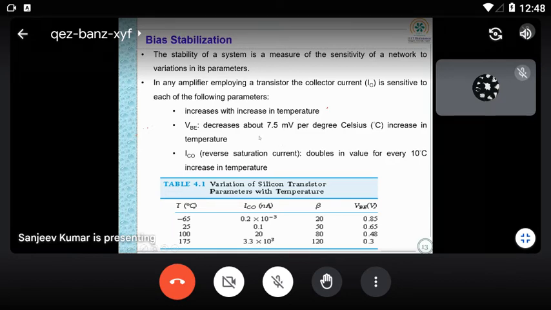So already I told in the first slide, the condition for stabilization. VB should be constant, one condition I told. If it is changing, then your stability will also be changing. And also if the reverse saturation current changes, your stability will change. So these features we have already discussed.